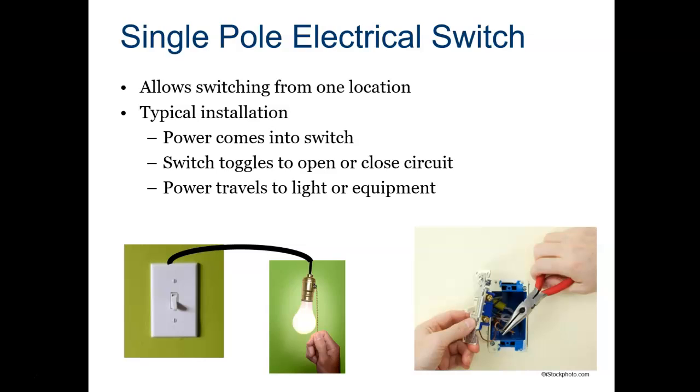When you toggle a single pole switch, you close the circuit when the switch is in the on position so that the electricity flows to the light or the device, and open the circuit when the switch is in the off position so that no electricity flows. Each switch is housed in a switch box. That's the blue box in the image at the bottom.